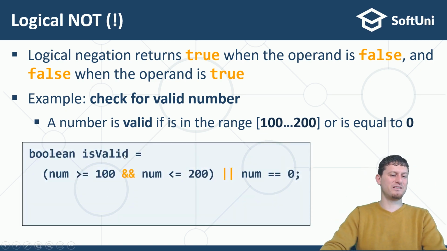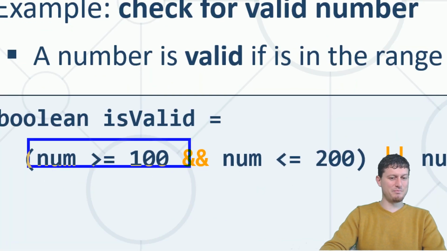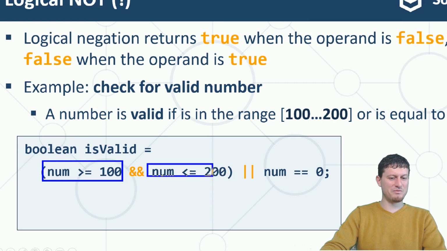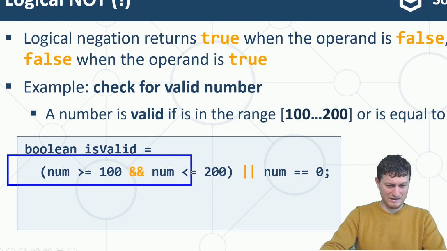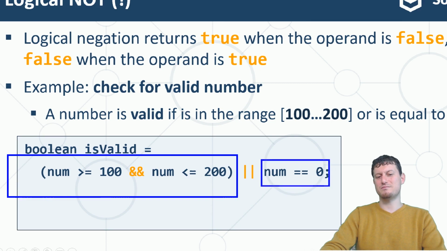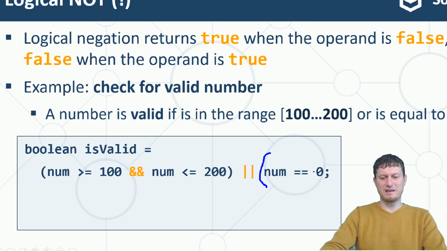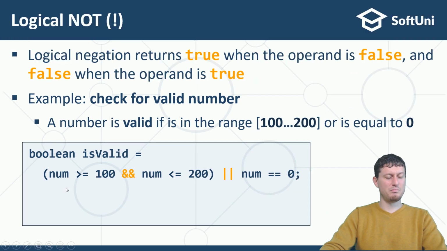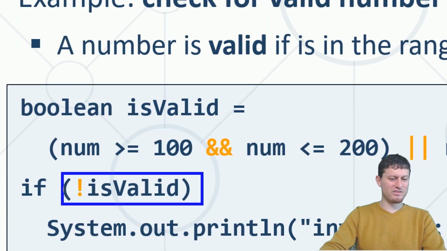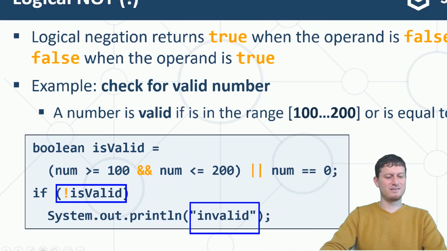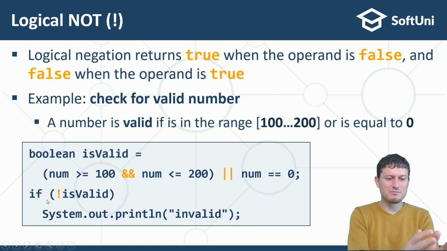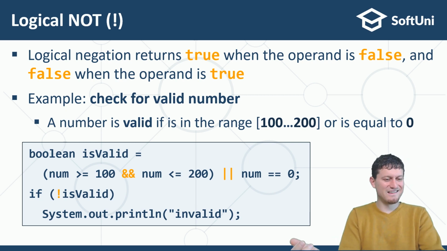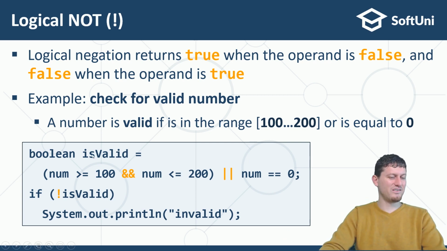So is valid, Boolean is valid, is this, num is bigger than 100, and at the same time num is smaller than 200, this thing, or the num is 0. See, we may have brackets here also. But exclamation is valid means invalid. So if the number is not valid, it's invalid, right? So if it's false that the number is valid, this means that the number is invalid. It's the opposite of valid. So this is how this works.